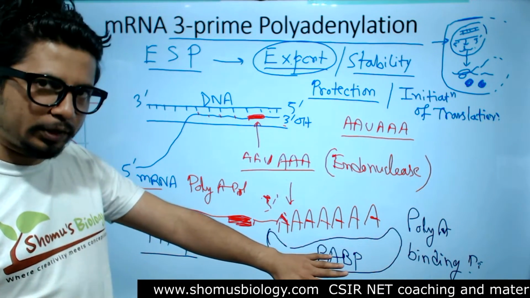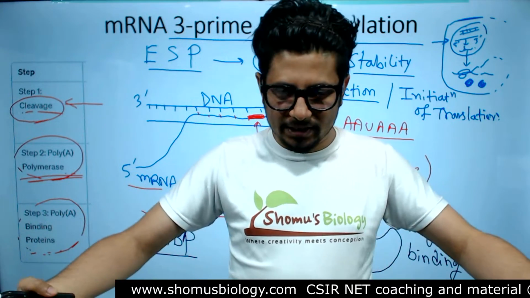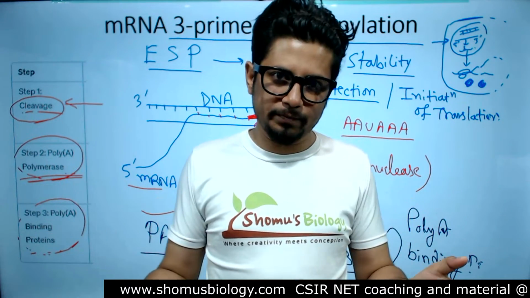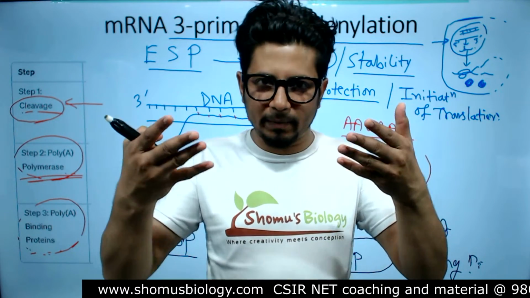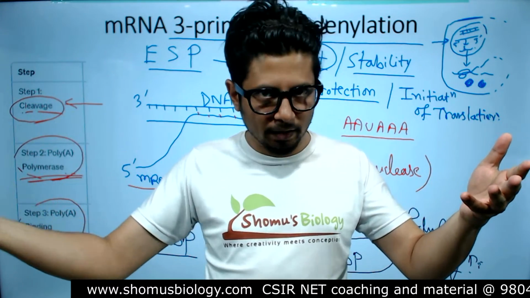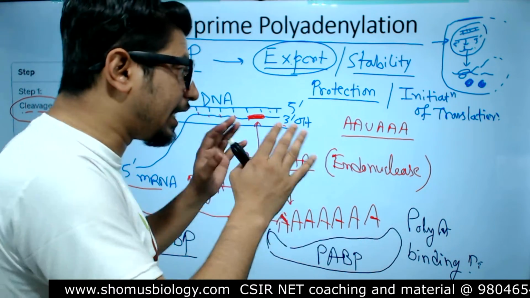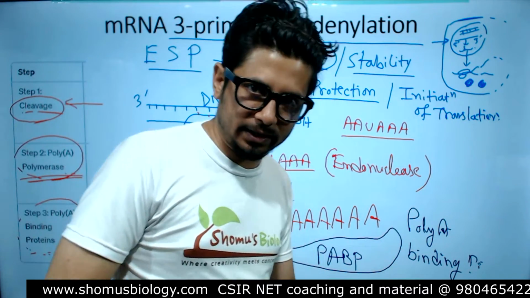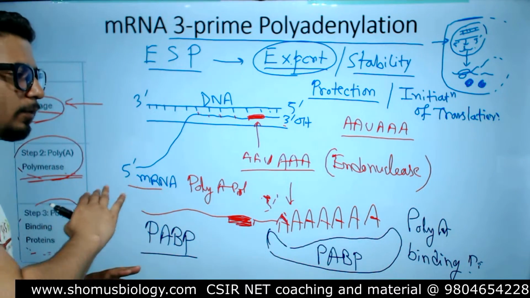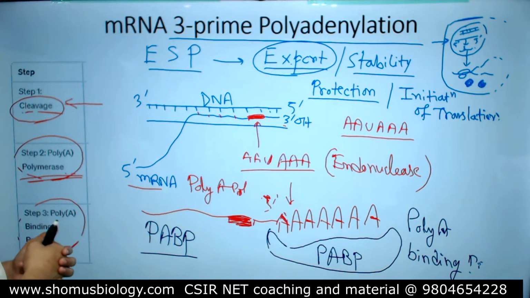Whenever the poly-A binding protein binds, it has a stretch of its sequence which binds to the multiple A residues. So whenever the poly-A binding protein sufficiently attaches itself to the multiple A's at the 3' end of the mRNA, that concludes the process of 3' polyadenylation. That's how the 3' polyadenylation process is done at the end. So these are the different stages of how this process is done.